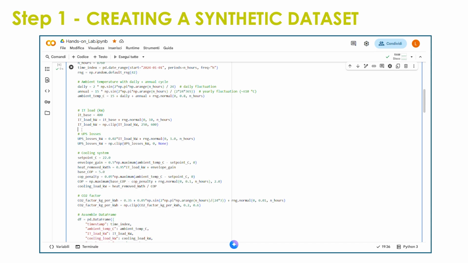Finally, we simulate the UPS losses. They are calculated starting from the IT load, and we suppose 2% of the IT load kilowatts. Also, UPS losses are clipped, so we avoid the numbers being less than zero.